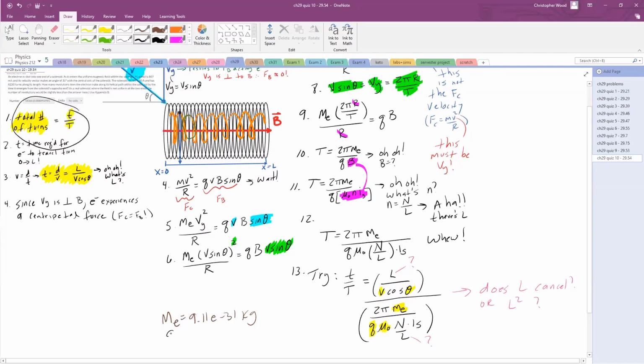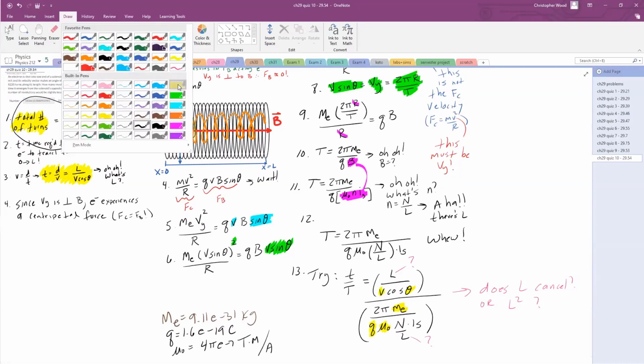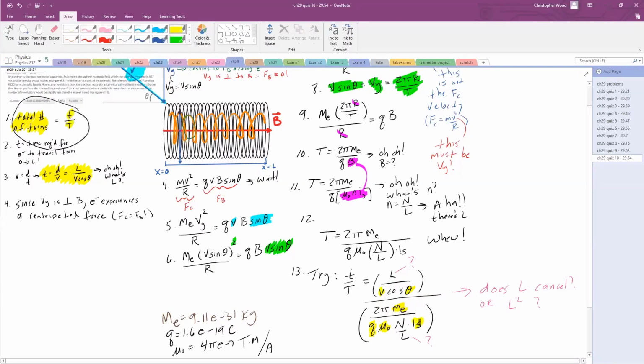Mass of an electron, Q is 1.6 E minus 19 coulombs, mu sub naught equals, and you're doing the dimensional analysis, 4 pi E minus 7 Tesla meters per ampere. And you do know I sub S, the current flowing through those helical wires. So you're done unless there's a mistake. Again, one indication would be you get an L squared. But what if the L's do cancel and you're still not getting coherent dimensional analysis? That's another reason.